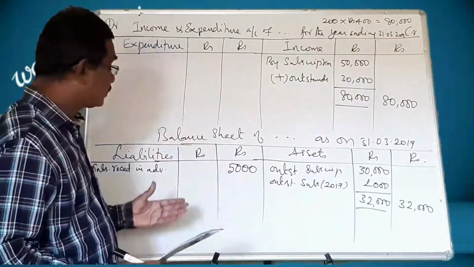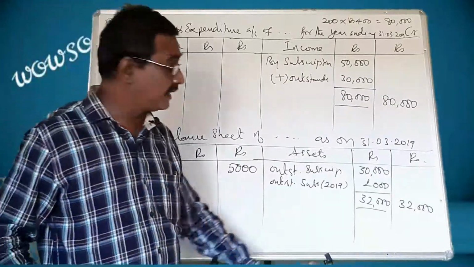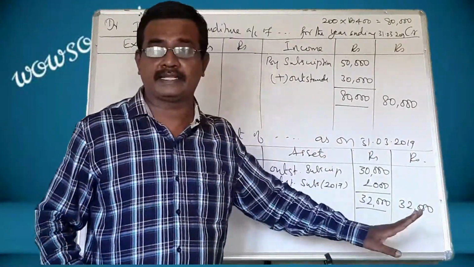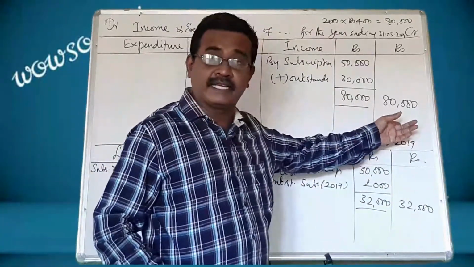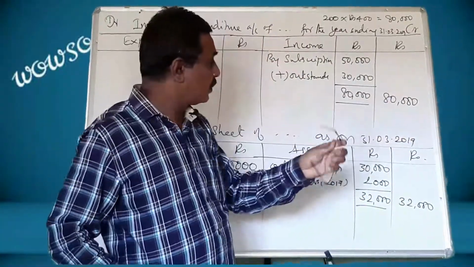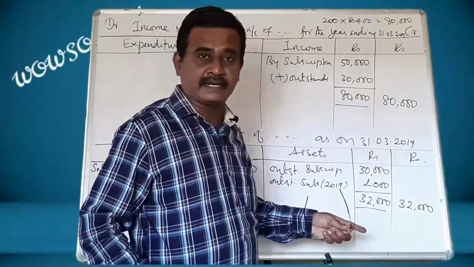It is a liability, so it is shown in the liability side. Here you should not make any line like that. You have to keep like this. Because we have to do something here. After that we have to do that. So you should not make any line there.